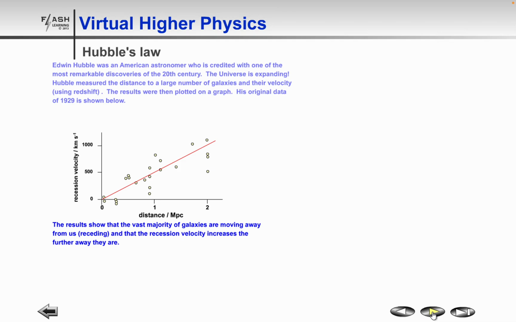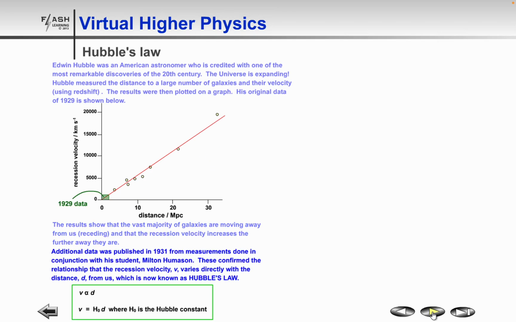So, the vast majority of galaxies are moving away from us, and the recession velocity increases the further away they are. Now, if this was a standard explosion, they would all be moving away at the same speed. So it leads to the theory of the Big Bang, basically.